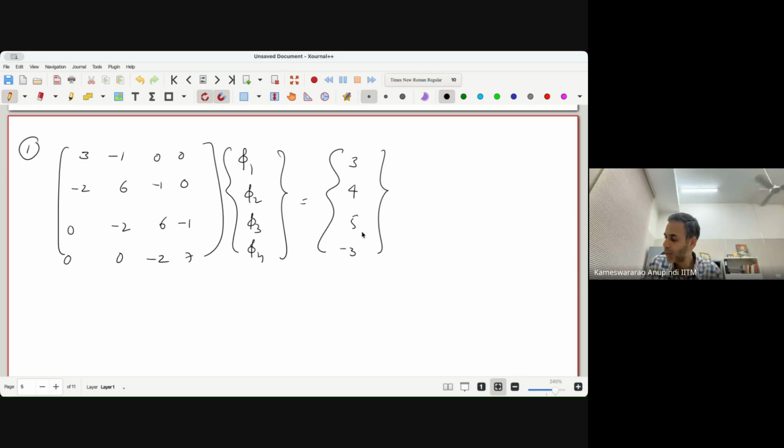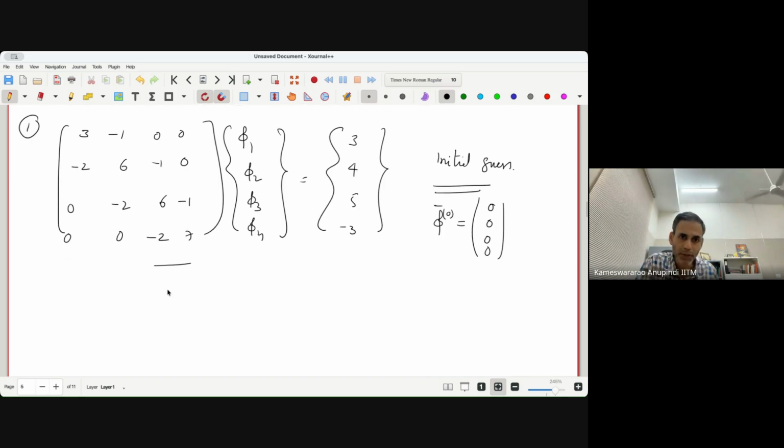For applying any of these iterative methods, of course, we should be given the initial guess. If it is not given, you should ask what the initial guess is. So let us say we start with an initial guess of phi 0 bar equals 0, 0, 0, 0. That means all the four values are equal to 0. Okay, how do I do point Jacobi in this case?